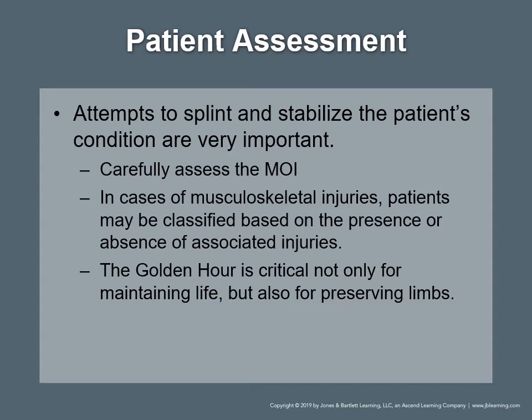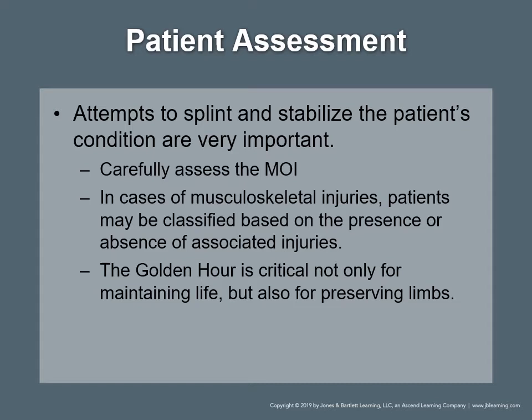Patient assessment. Attempts to splint and work to stabilize the patient's condition are very important. Do not become distracted by visually impressive injuries. Carefully assess the MOI to try to determine the amount of kinetic energy that an injured limb has absorbed. Maintain a high index of suspicion for associated injuries. Other priorities are to identify injuries, prevent further harm and damage to injured structures and surrounding tissues, support the injured area, and administer pain medication if necessary.